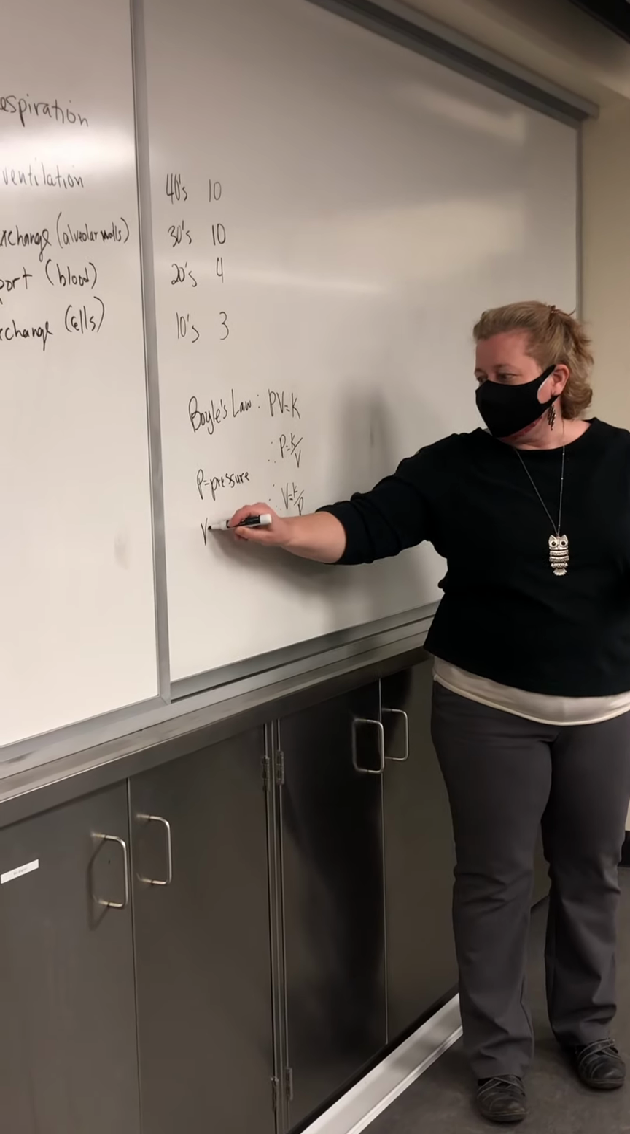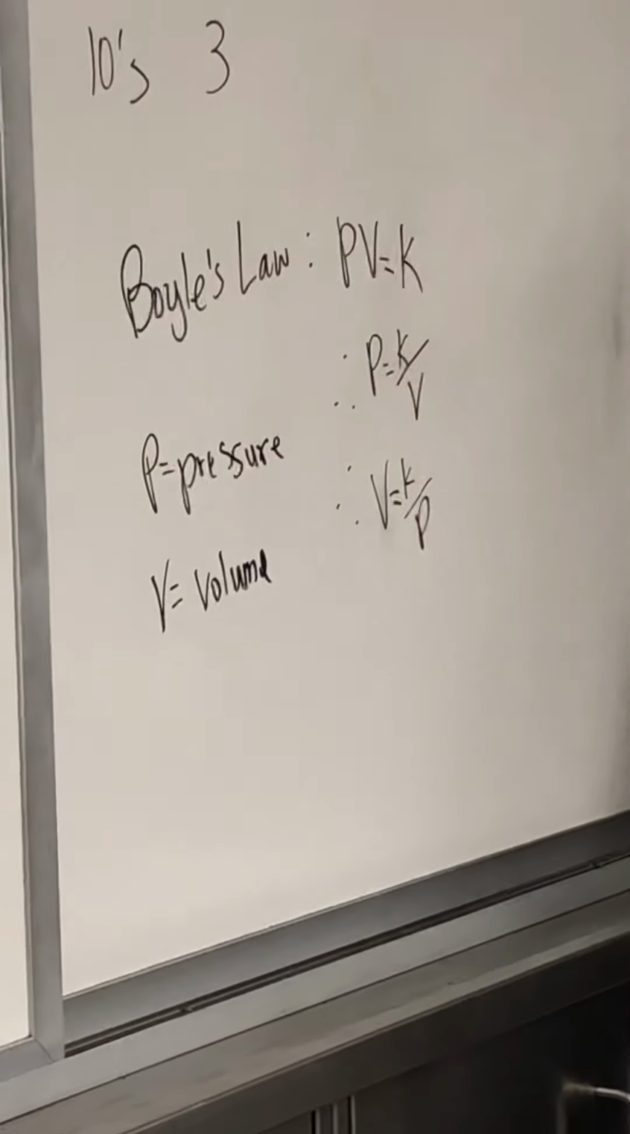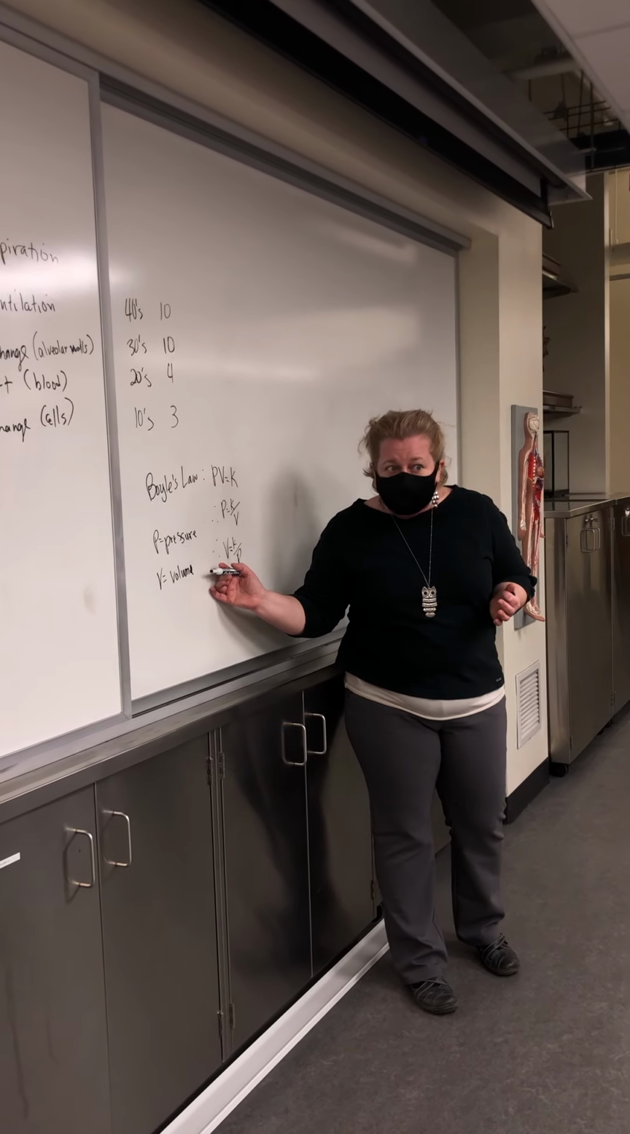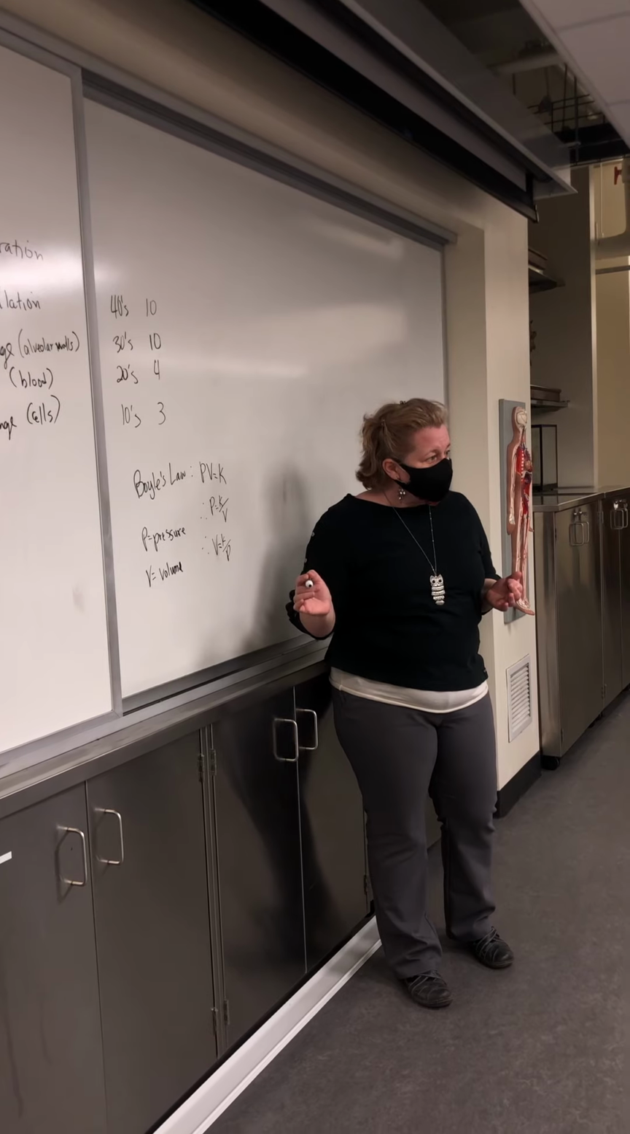And V equals volume. So P equals pressure and V equals volume. All this to say, the idea is that there's an inversely proportional relationship between the volume of the lungs and the pressure of the lungs.